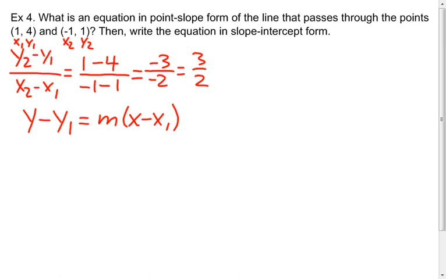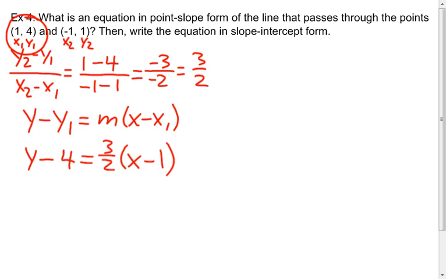Okay, remember, there's two equations I can get at this point. So I'm going to do both of them just so you can see it. y minus one of my y values. I'll use this ordered pair first. y minus 4, because that's what my y is. Slope is 3/2. x minus 1, because that's what my x value is up in that ordered pair.